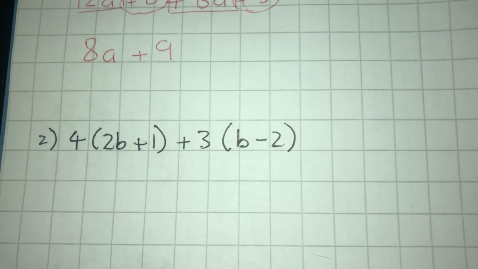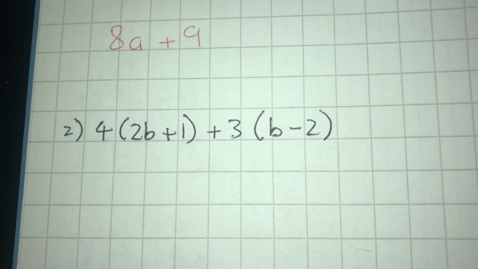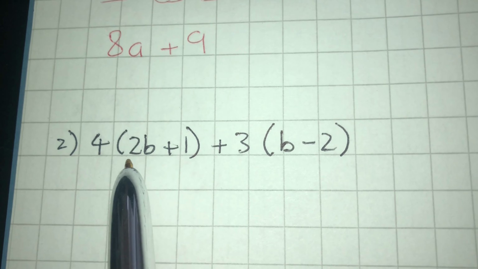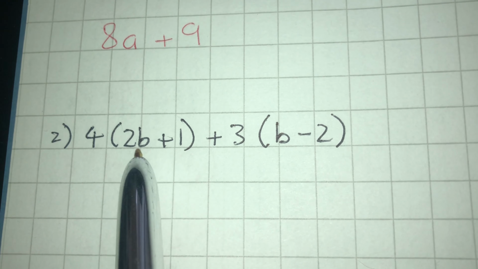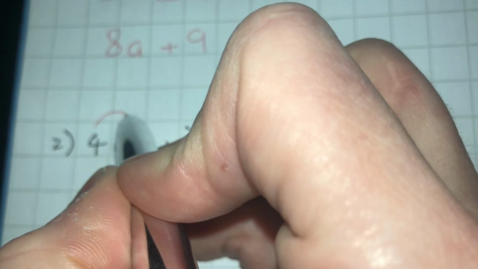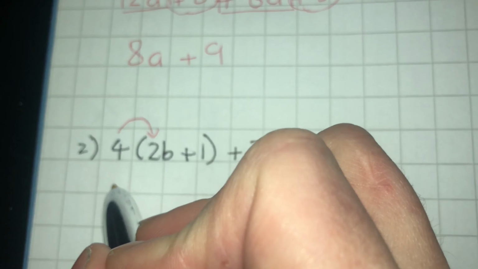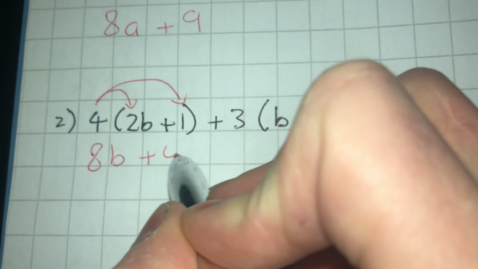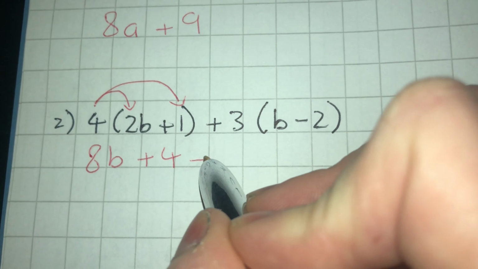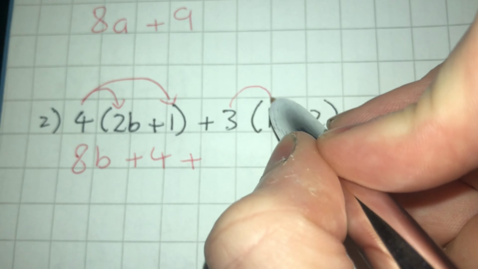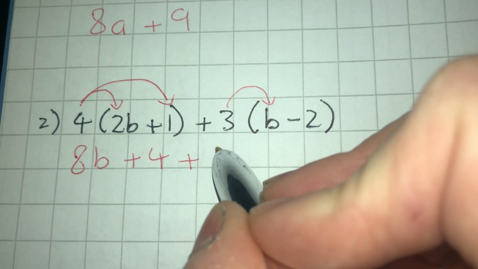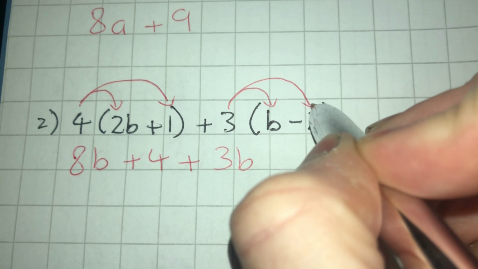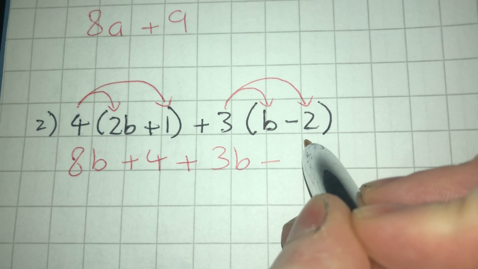Now, moving on to our second example, we've got a minus in here, which we'll come to in a second. Again, we've got two sets of brackets that we need to multiply out. I'm going to multiply the terms inside the first bracket by the 4 that's on the outside. So 4 times 2b is 8b, and 4 times 1 is 4. And again, that's all positive, so it stays positive for the minute, okay? Plus, and in this bracket, I've got 3 times b is 3b, and then I've got a positive 3 times a minus 2, plus 3 times minus 2 is minus 6.